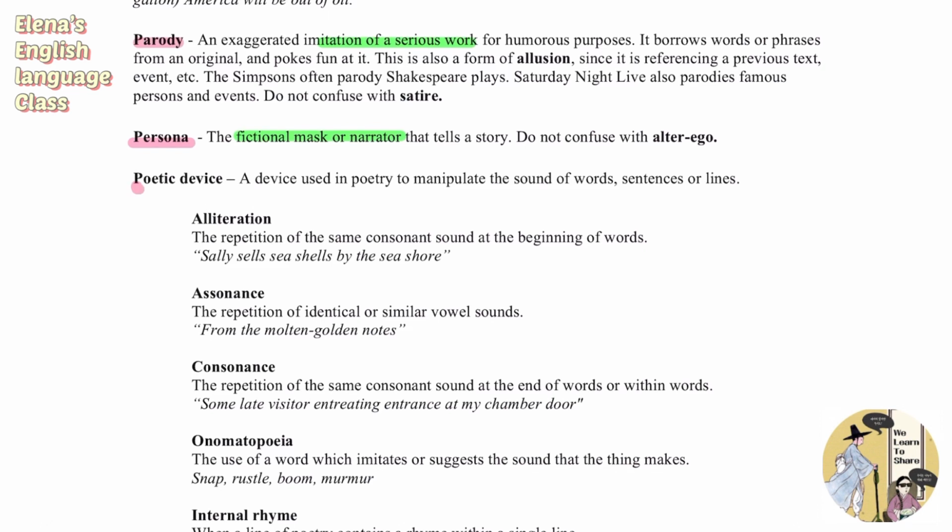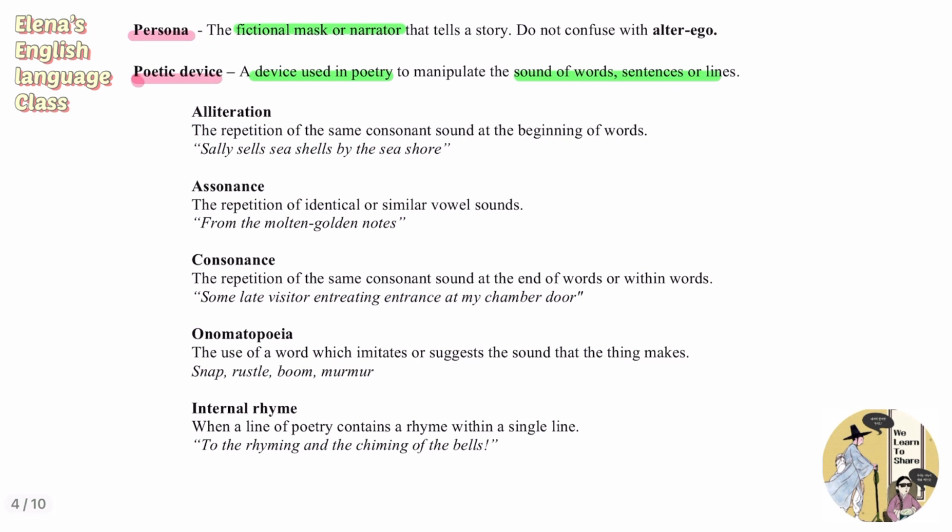And next is poetic device. And poetic device is basically a device used in poetry, right, to manipulate the sound of words, sentences, or lines. Now let's look at types of poetic devices. First is alliteration. Alliteration is a repetition of the same consonant sound at the beginning of the words. And a consonant is a speech sound that is not a vowel.